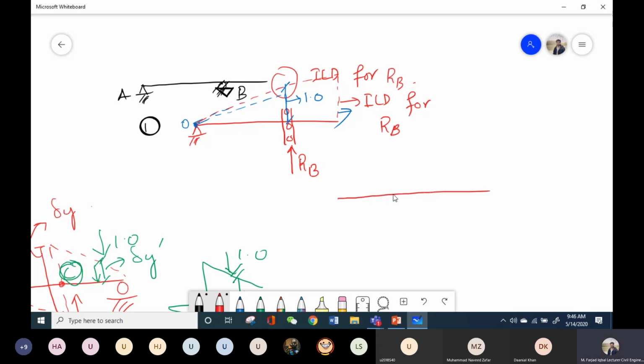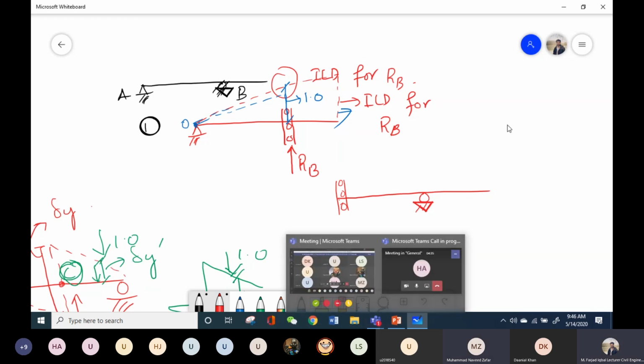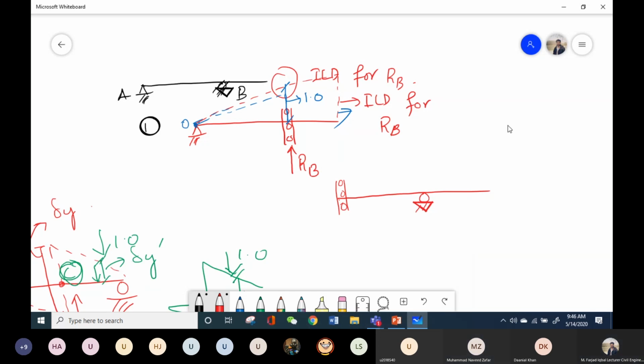If I want to plot the ILD for the reaction at A, can anyone plot and show me the shape of the ILD for point A? Then the reaction at RA will be 1 and in the middle it will be 0. That is the second thing, so we need to stick to the first one.